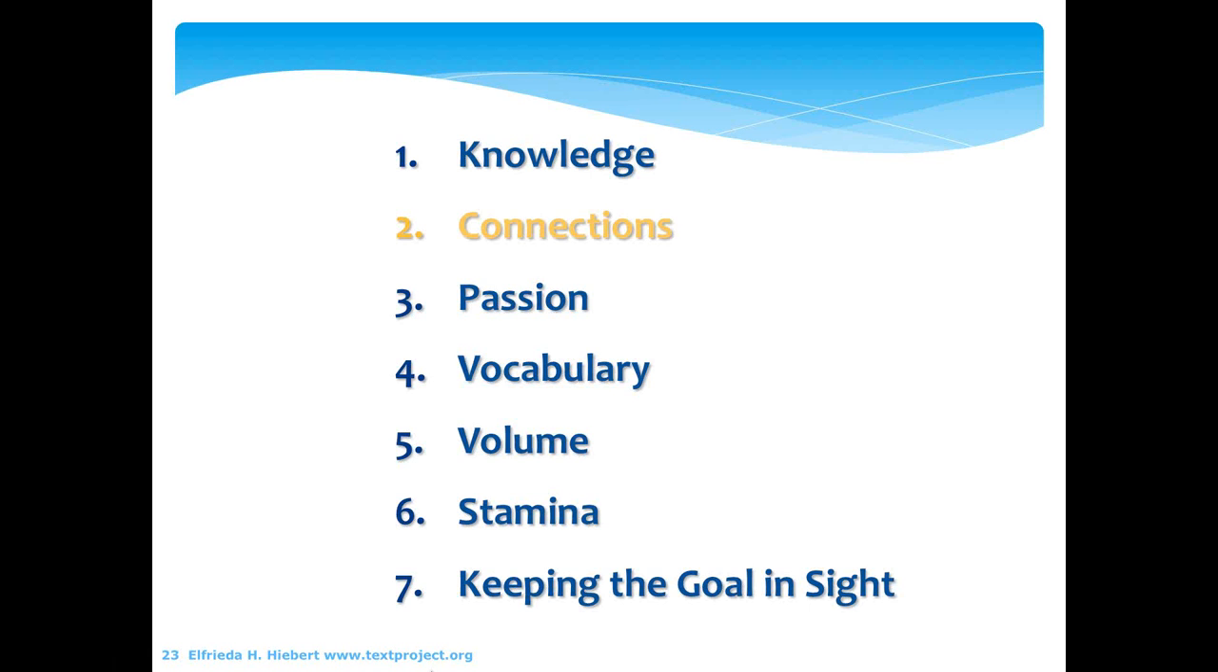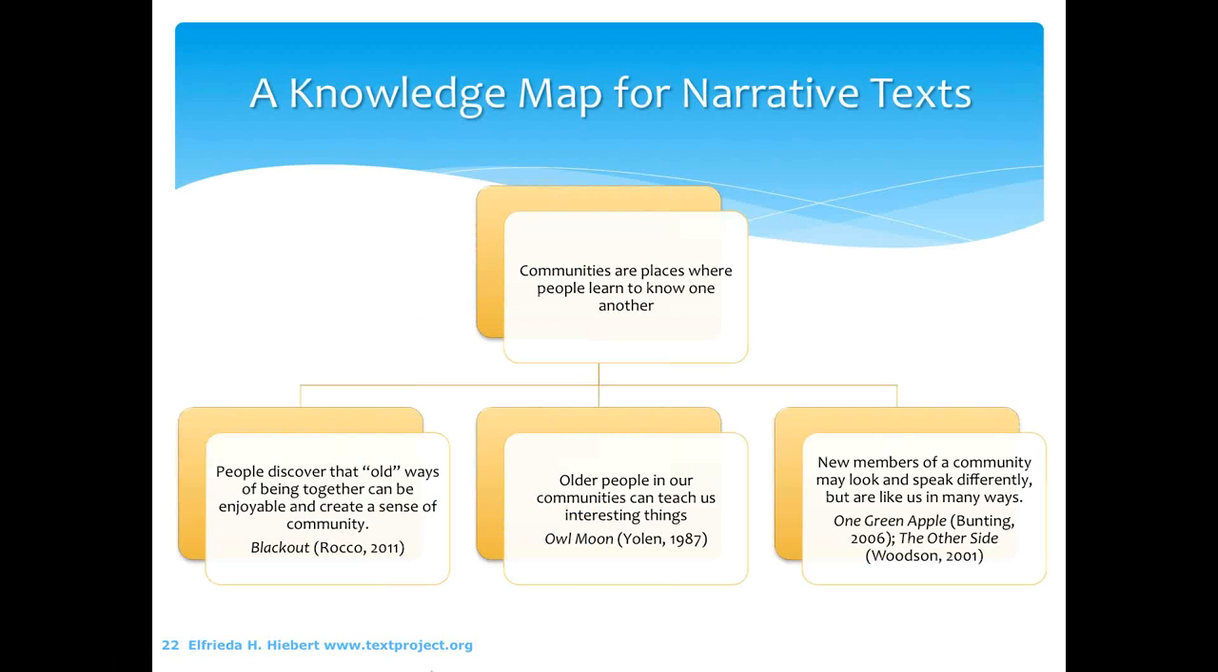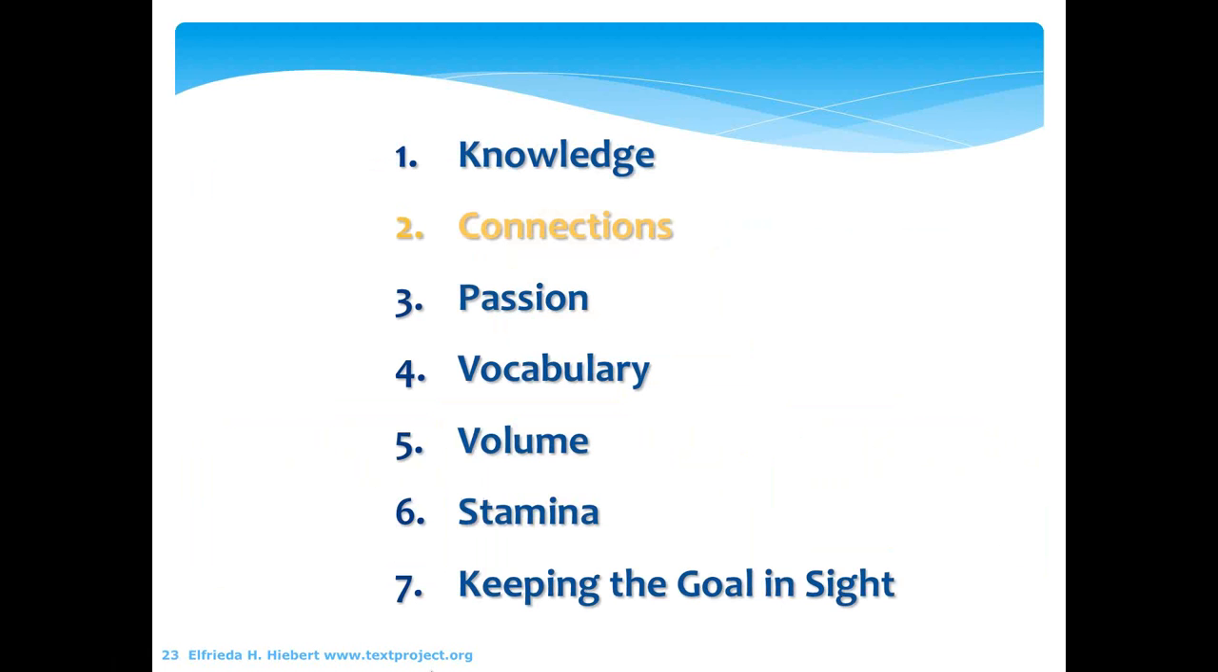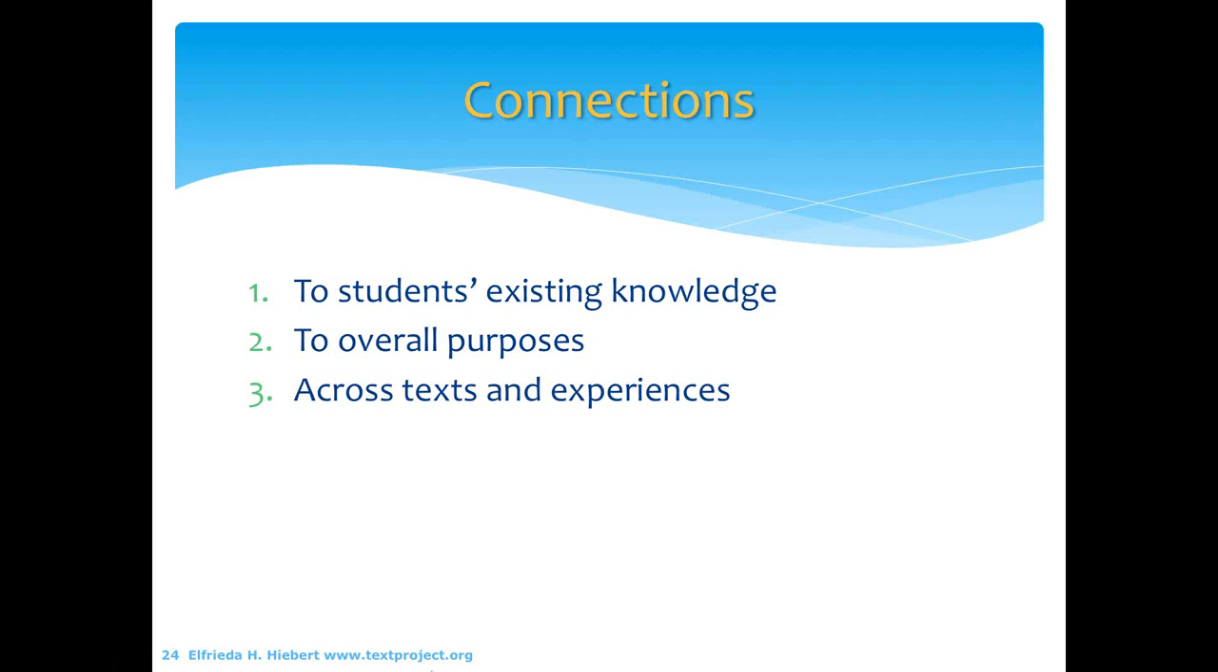Now, I've been talking already with these knowledge maps about connecting the knowledge that's being developed in your curriculum. But I'm also going to suggest that there needs to be some connection to students' existing knowledge, to the overall purposes of the text, and, as I've already talked about, across texts and experiences. Now, there are lots and lots of interpretations of the Common Core that you're going to hear that are already floating around. It's almost like a giant rumor mill. And some of them have to do with not privileging existing knowledge or not spending much time on prior reading.